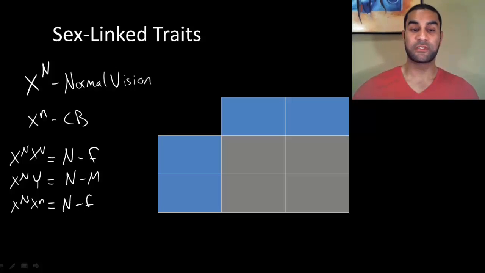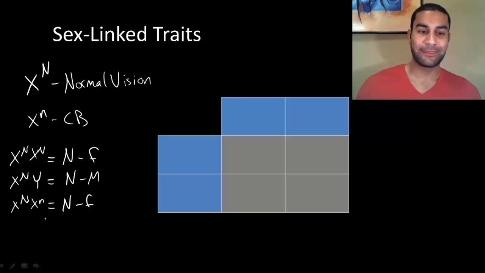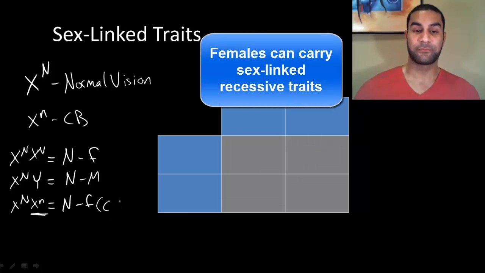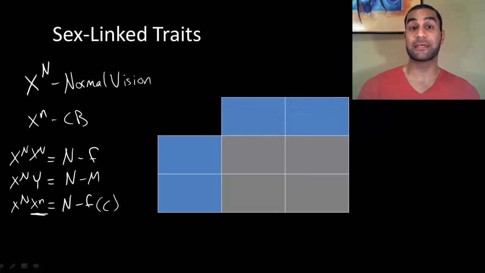So this is a normal vision female. But the big difference between the two is this one carries the recessive allele. We talked about carriers briefly before. If you're a carrier for the recessive allele, that's another example of being heterozygous or hybrid for the trait. So because she's heterozygous for this trait, even though she's normal, she's actually a carrier. So I'm going to write C here to represent a carrier for that trait. So even though she's normal, she can pass on the recessive X. That's important to understand here.